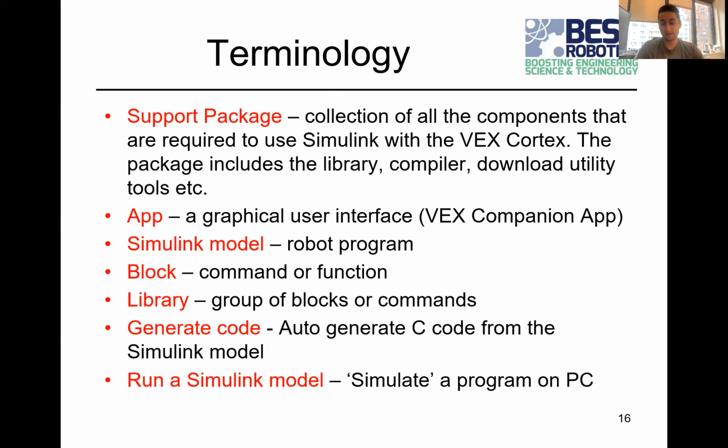And then you can create a library, which is a group of blocks. Let's say you have one function for an arm control on your robot, and you want to apply that in multiple places. You can save that as a library and just import it in the library browser. You can also generate C code from the Simulink model if you want to do other sorts of testing and other applications. And finally, you can run the Simulink model.